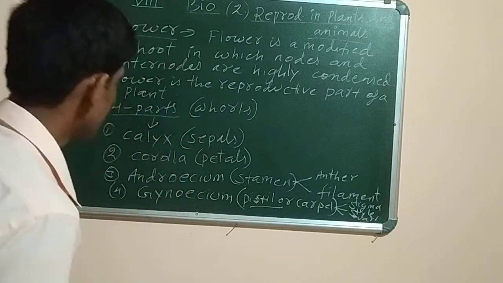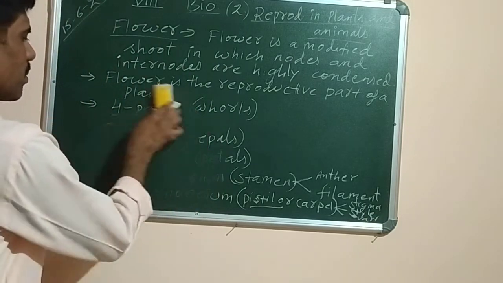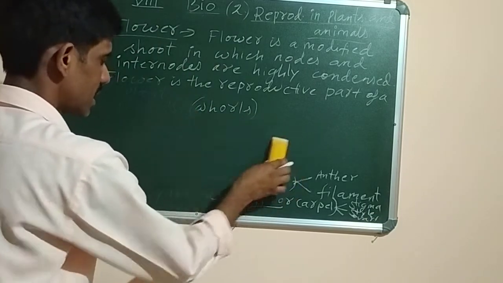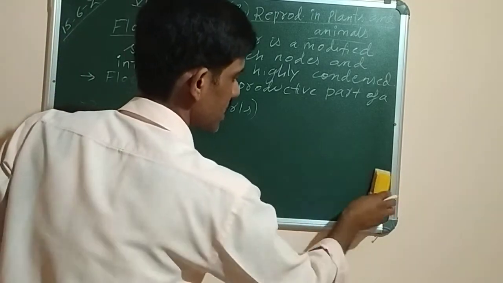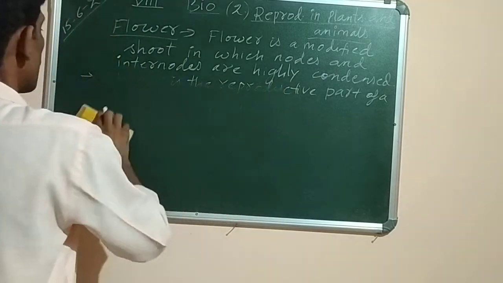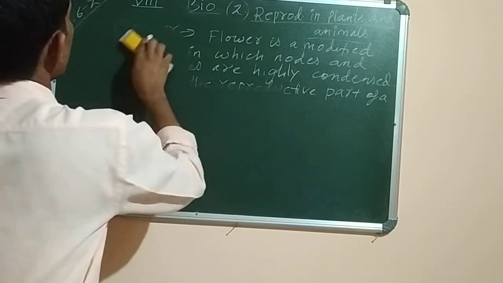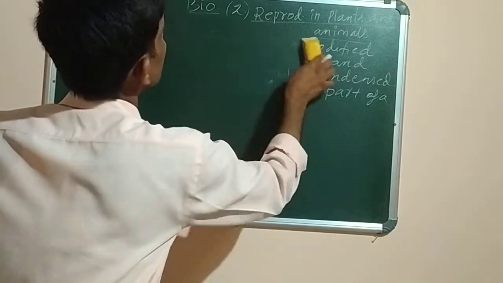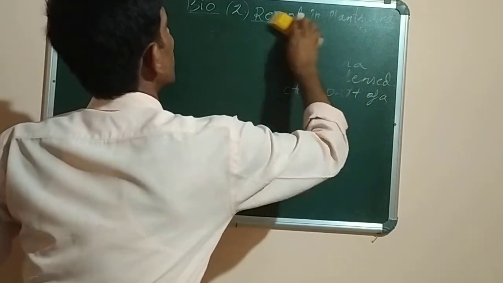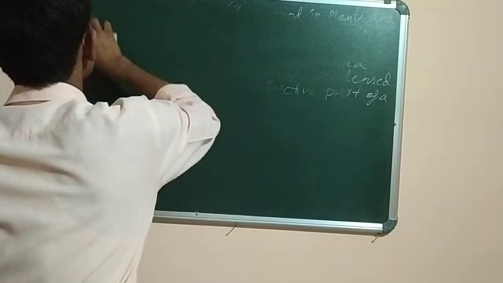Next we will study each of these parts, their functions and their structure, along with the diagram. So first we will draw this diagram. You have to draw it as homework also. Draw a diagram to show all the 4 different parts of the flower.